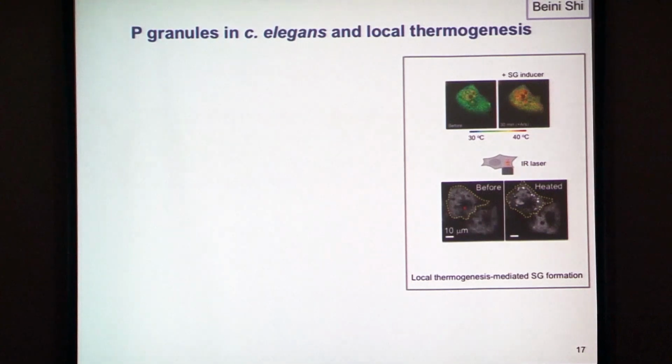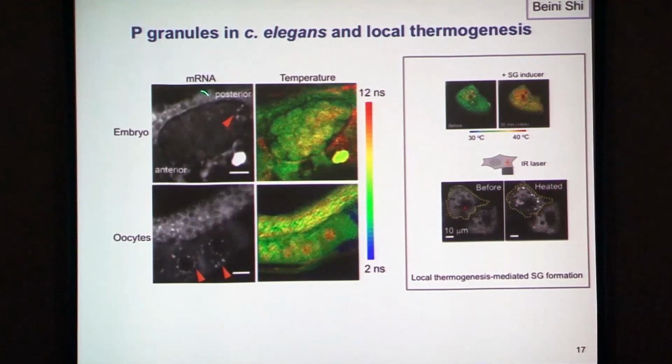And so personally, we are interested in the correlation of RNA granules and temperature. We visualize both the mRNA and the temperature. And so this is the embryo. You can see that some of the germ cells located in the posterior of the embryo show a higher temperature.